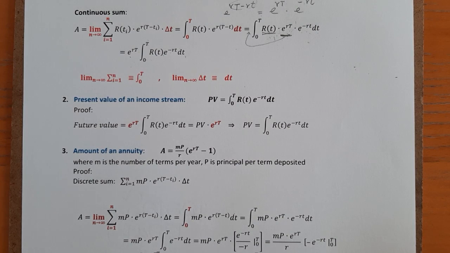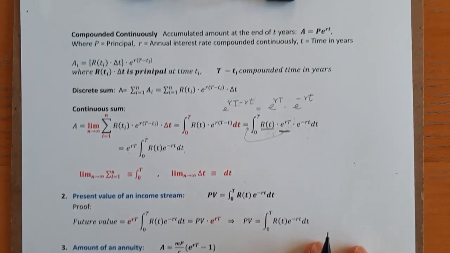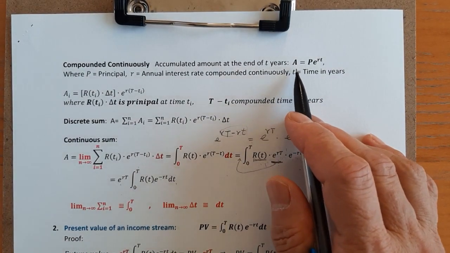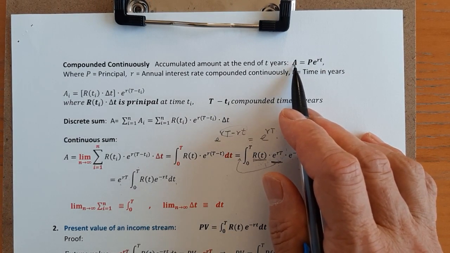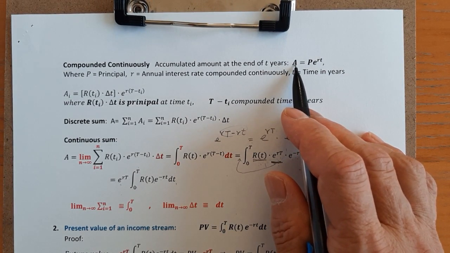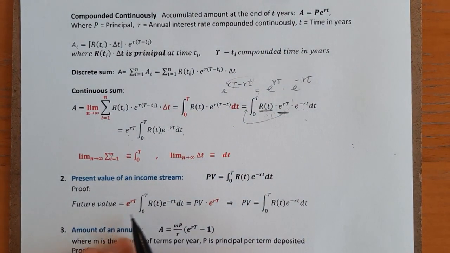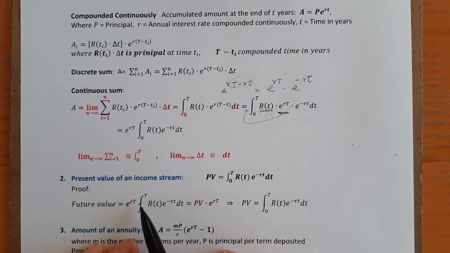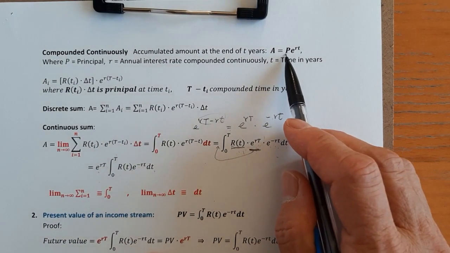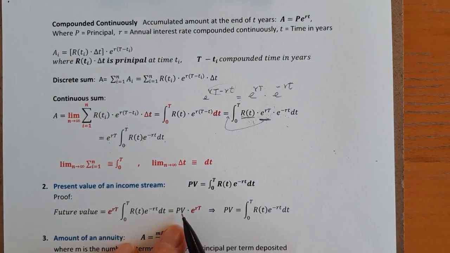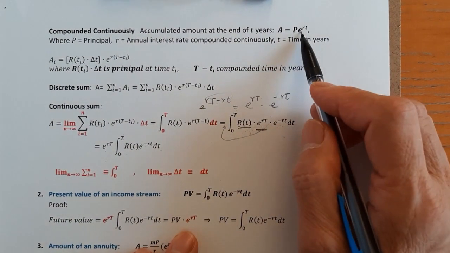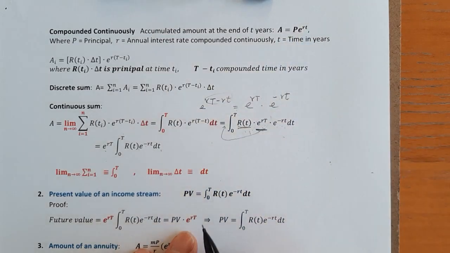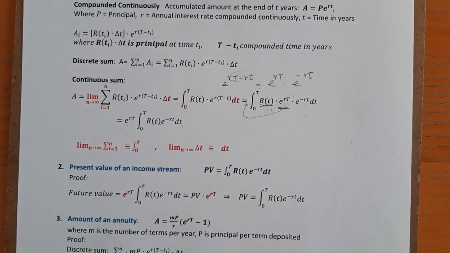compounded continuously for capital T years. Use this continuous compounding formula. The amount, which is this future value, equals the principal, which we call the present value, times e to the power rT for capital T years.